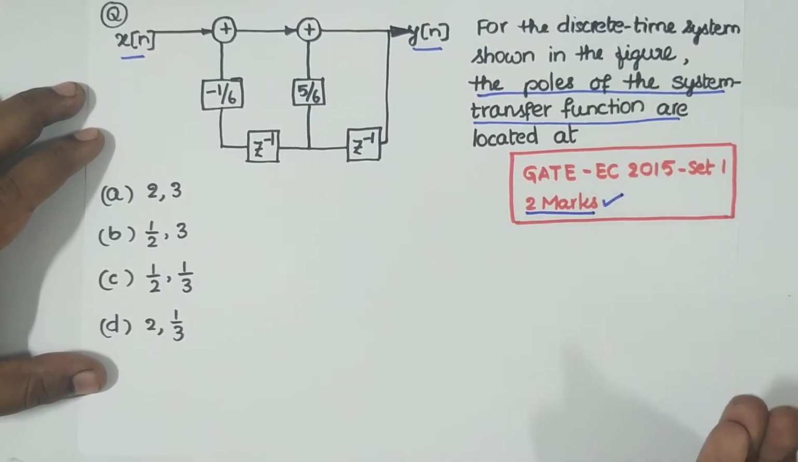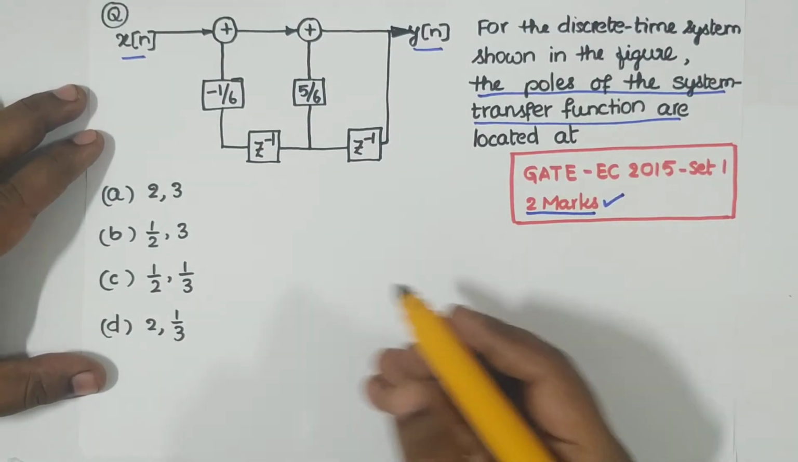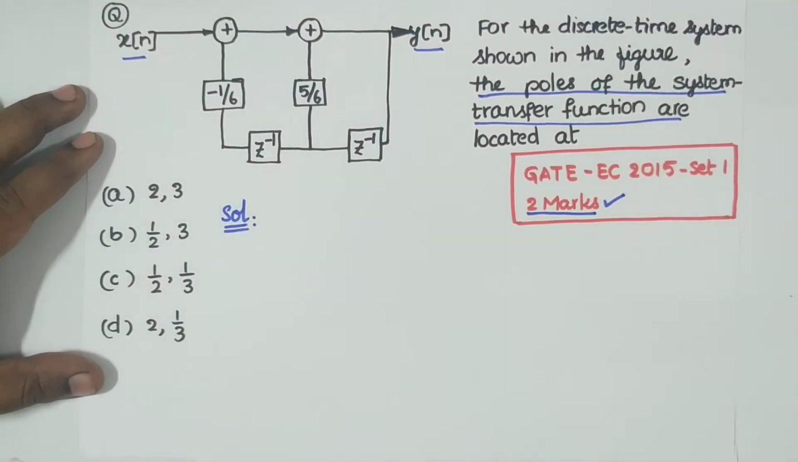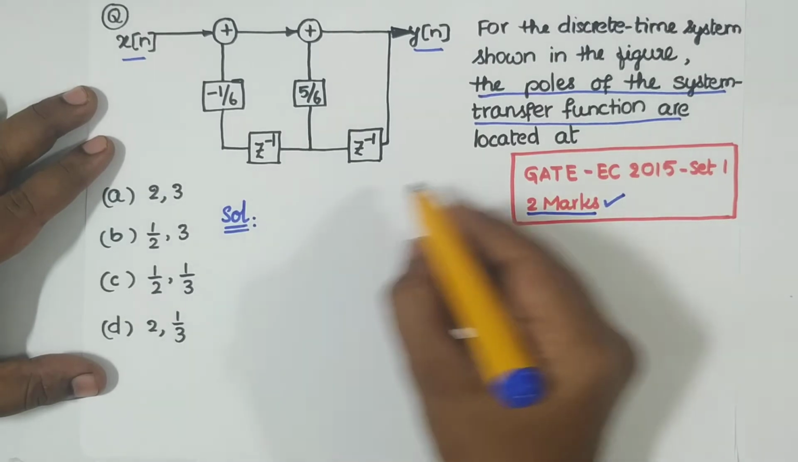See, this is a direct question. There is no big twist in this. So sometimes we can happily attack questions like this. So now, first of all, what to do?